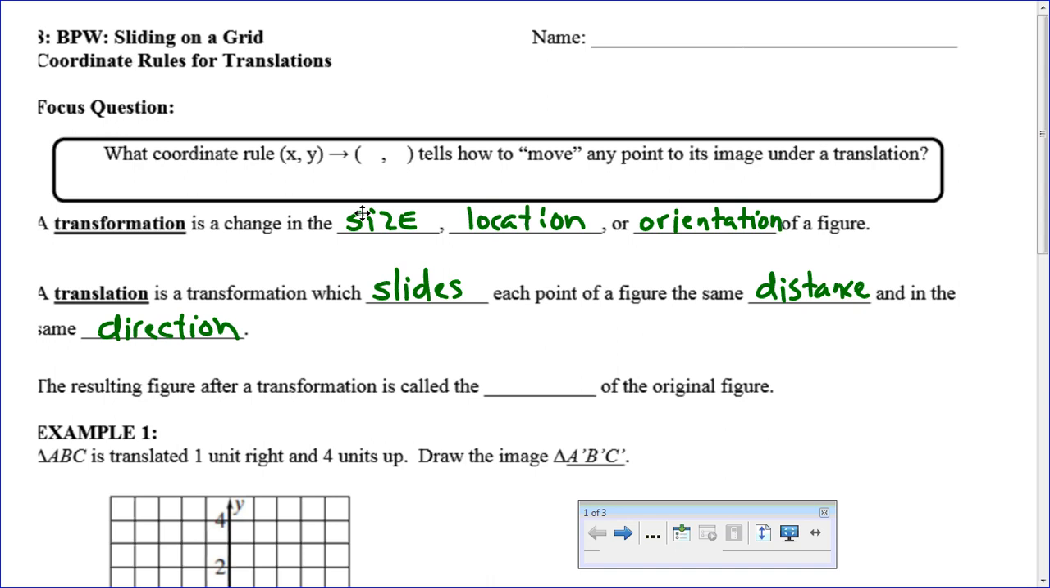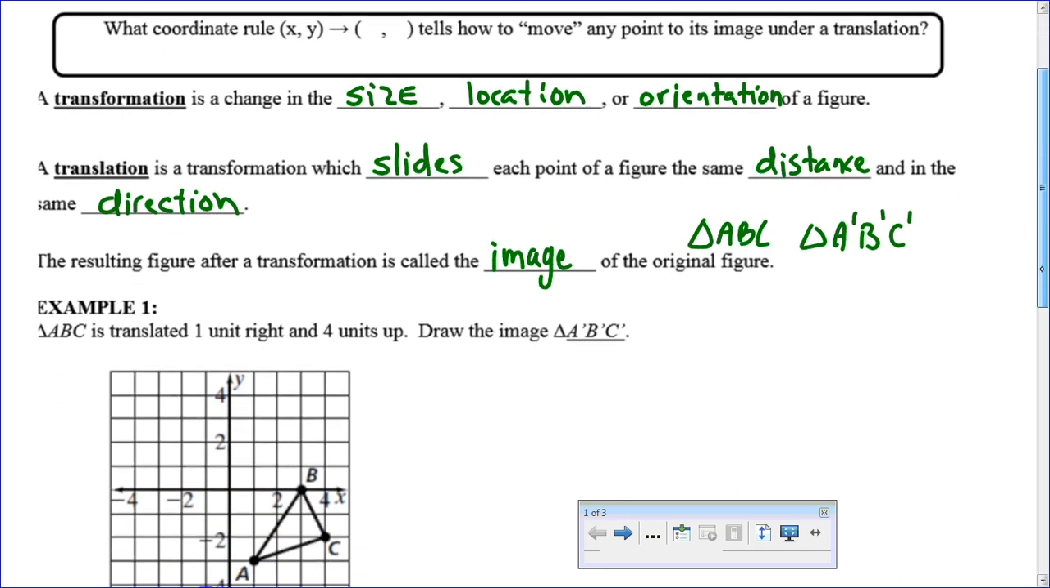The resulting figure after a transformation is called the image of the original figure. So again, you can kind of see it down here. If you're doing a triangle and they call it ABC, the image triangle would be written as you see it down below. Image of A, image of B, image of C. It's like a little apostrophe mark is used to note the word image. So kind of like the second figure after we move it.